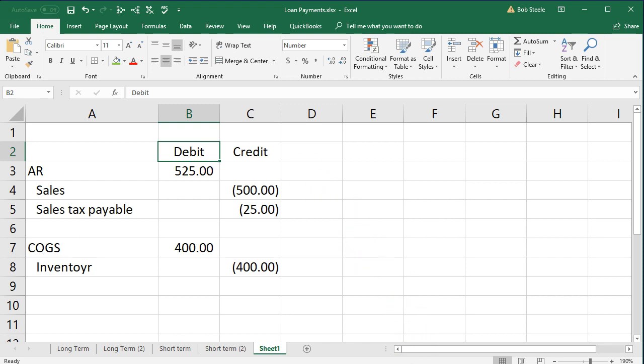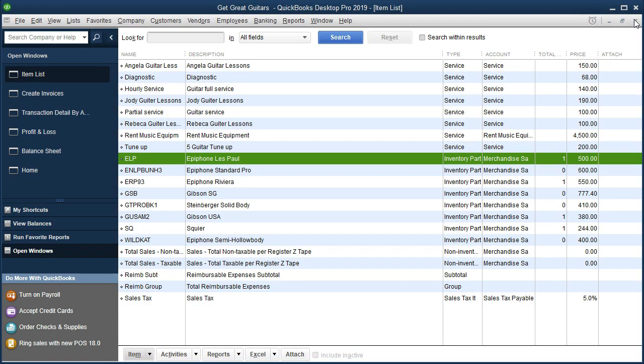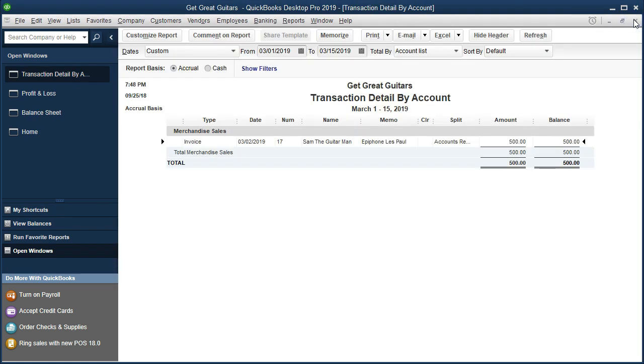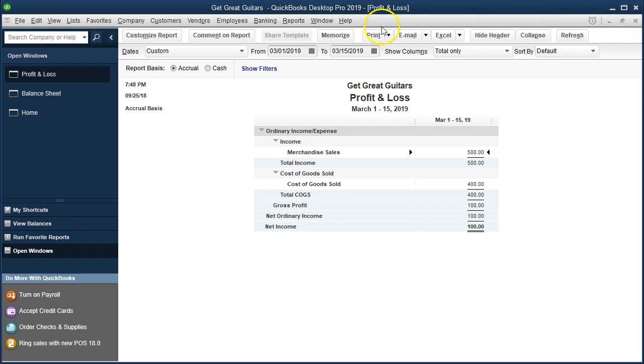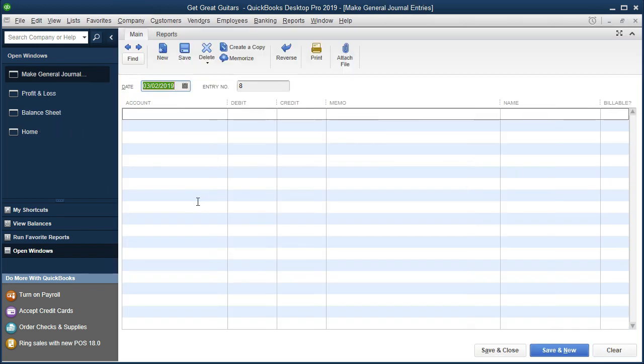So to do that, we're going to close this back out, close this back out, close that back out, and close this back out. And then we're going to go to company up top. We're going to go down to make journal entries. And then we're going to make the date as of our cutoff, 2/28/19.